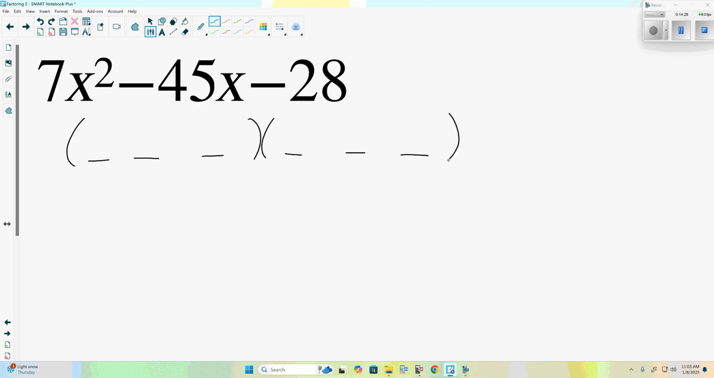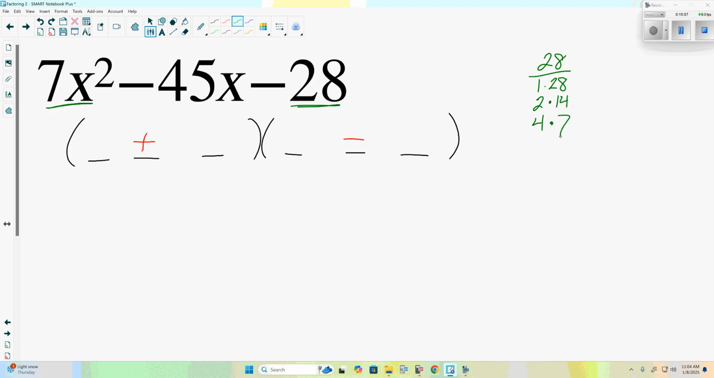Questions on this so far? Let's find the sign. Third term is negative, so the signs have to be opposite. Now we need to find the factors of the first and third term. 28 is 1 and 28, 2 and 14, 3 doesn't work, 4 and 7.